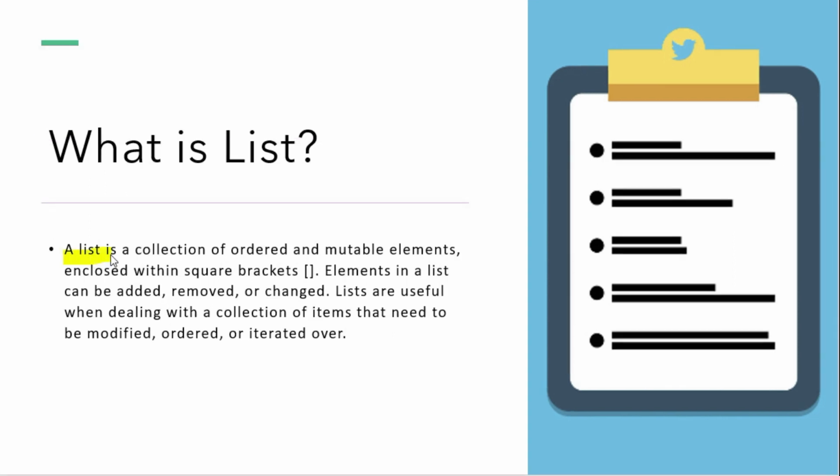Let's start with list. A list is a collection of ordered and mutable elements, enclosed within square brackets. Elements in a list can be added, removed, or changed. Lists are useful when dealing with a collection of items that need to be modified, ordered, or iterated over.